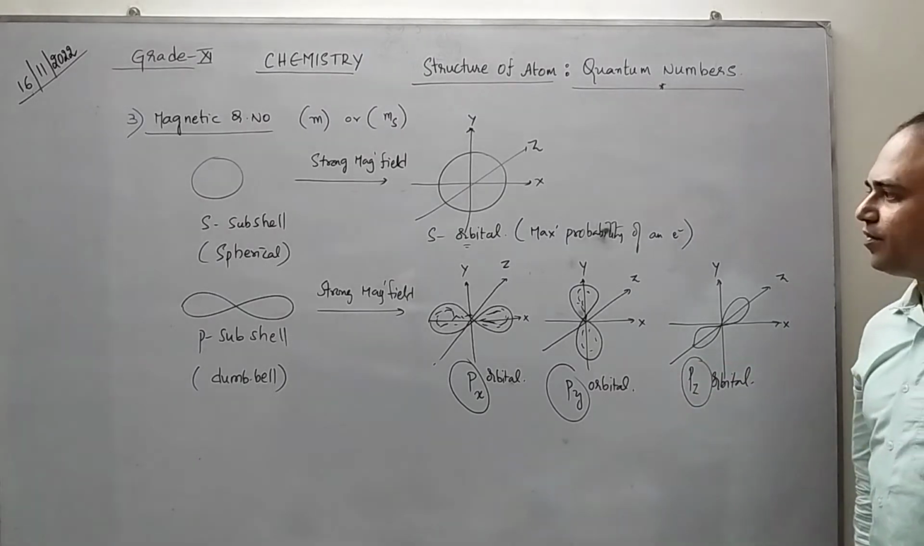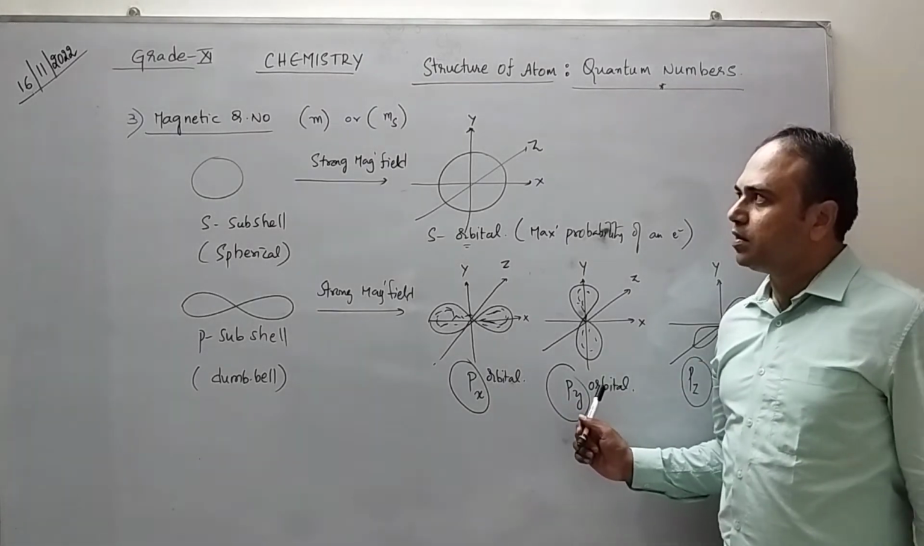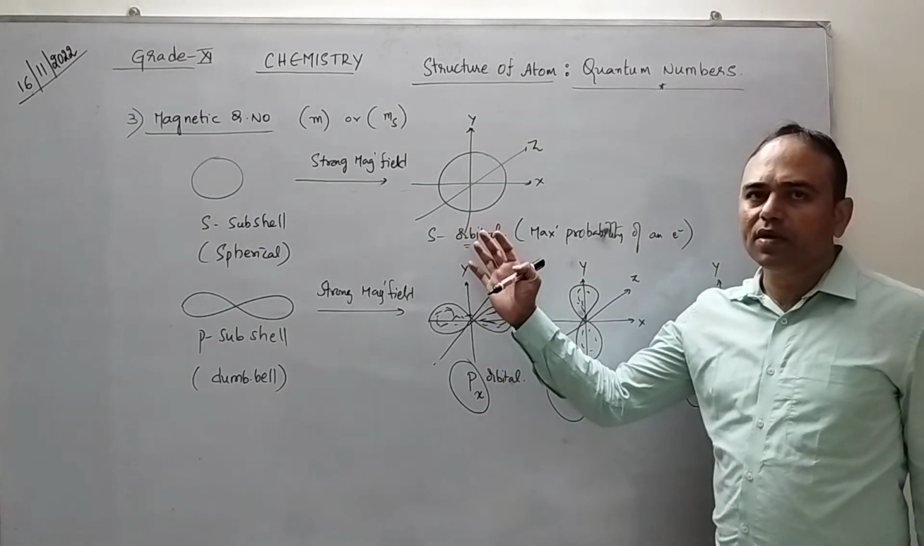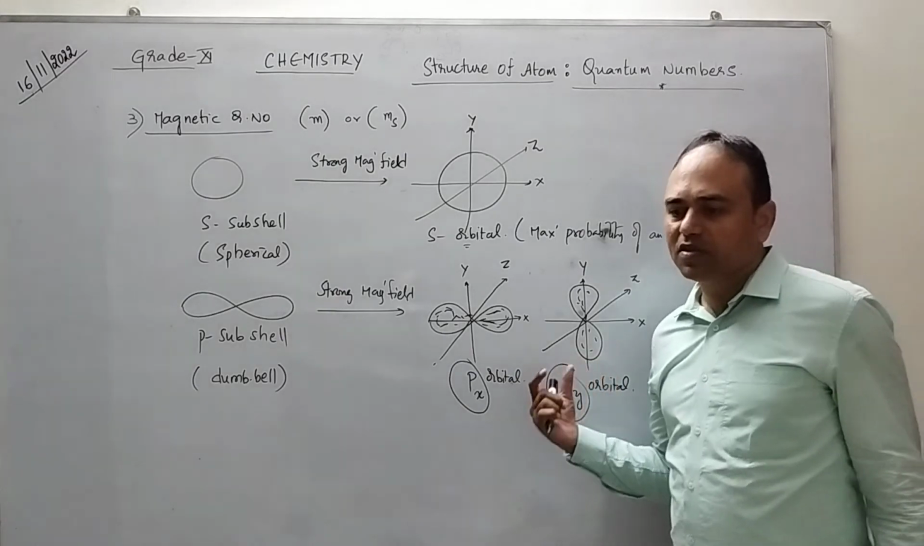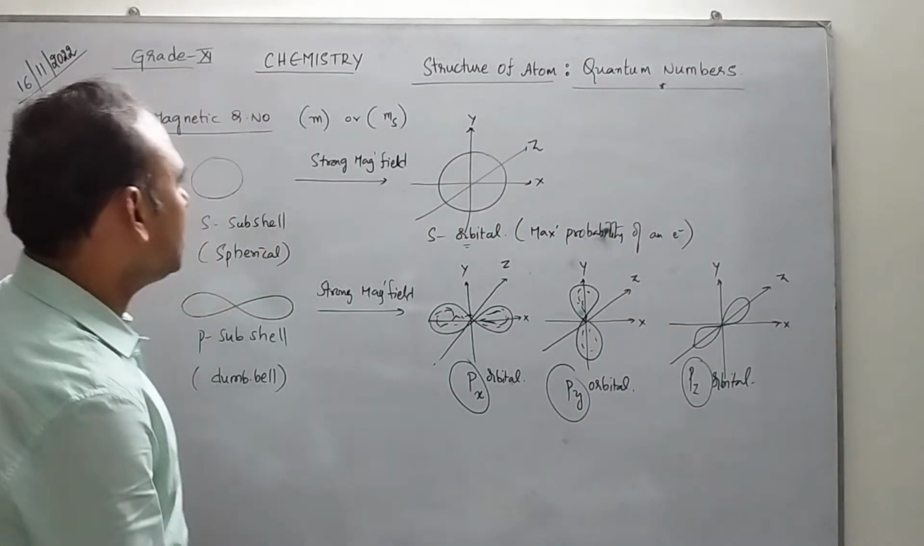So like this you are having three types of orbitals. So using this magnetic quantum number, we can represent the orientation of these orbitals in space. Now let us see how to calculate the values here.